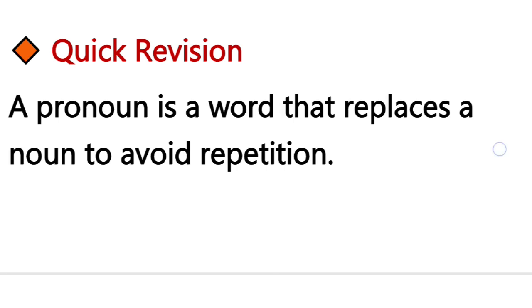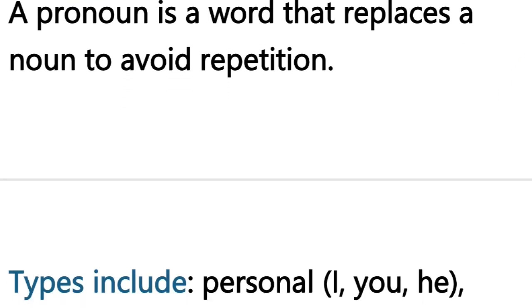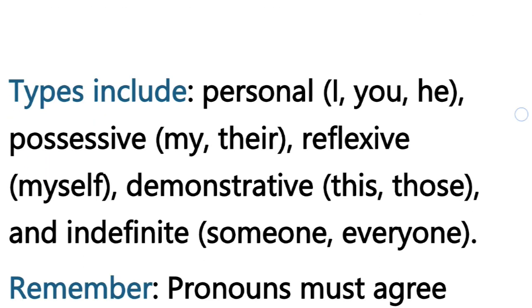So before we start the question series, let's talk about a quick revision of what a pronoun is, so that you're able to reach your answers quickly. A pronoun is a word that replaces a noun to avoid repetition. So in order to avoid using the same noun over and over again, we use another word, and that word is called a pronoun. For example, his, her, or they.